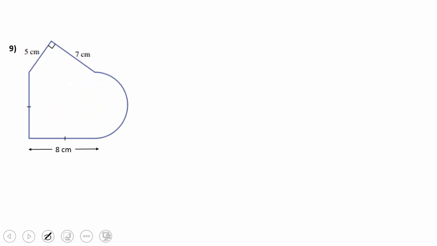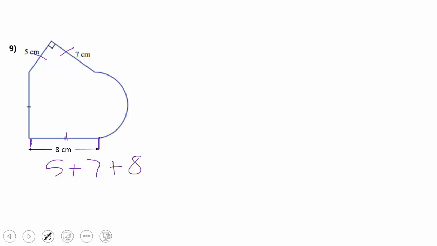Let's go to this one. Figuring out what we know. Well, they give us a 5, they give us a 7, and they give us an 8. This 8 goes from right here to right there. So 5 plus 7 plus 8.